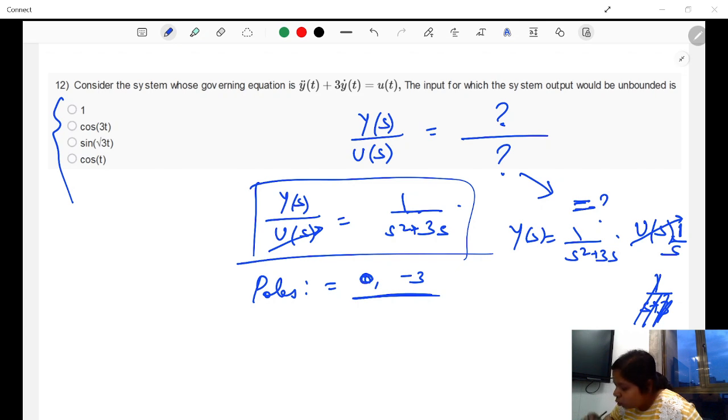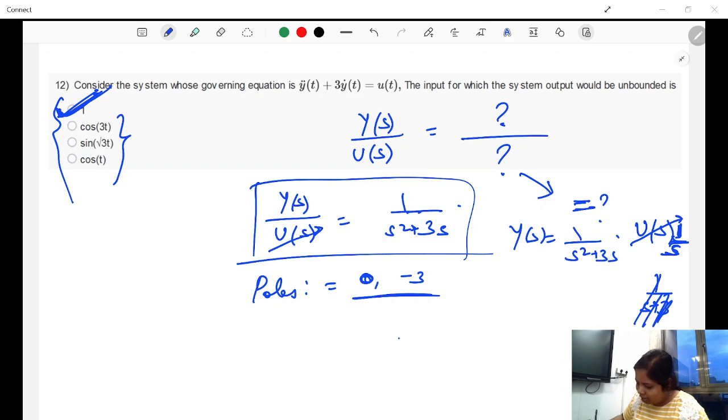अगर s is equal to 0 एक और बार आ गया then it is a problem because I don't want to have repeating poles on the imaginary axis. Multiplicity 1 चाहिए imaginary axis पे. So that is only possible if our U(s) is 1 by s. Now U(s) can be 1 by s only for u(t) is equal to 1. So only this would create the problem. All of these would not create the problems.